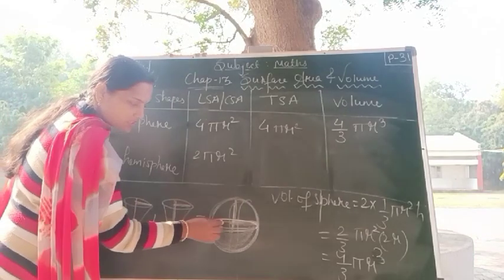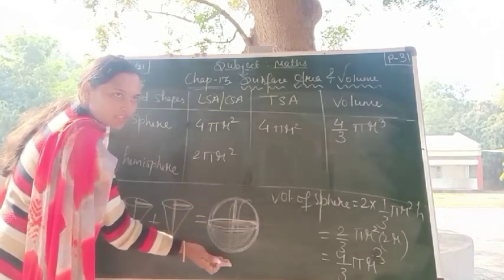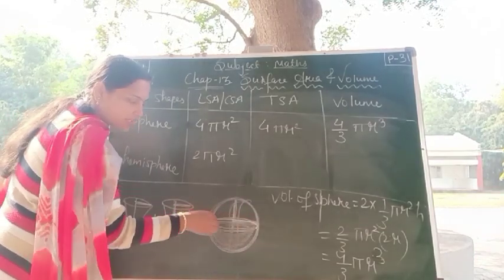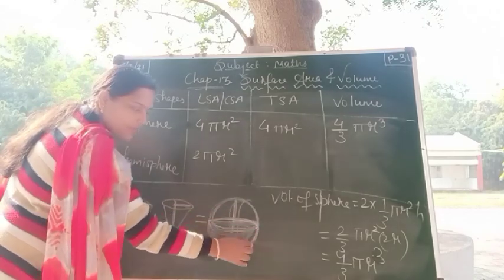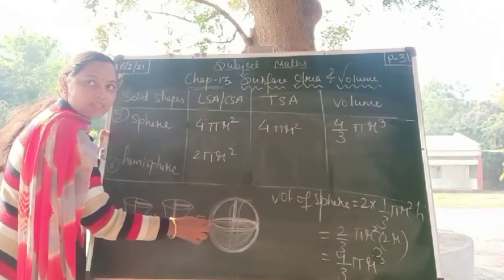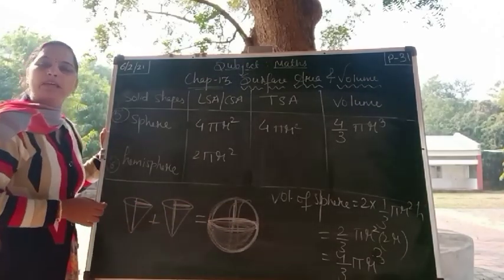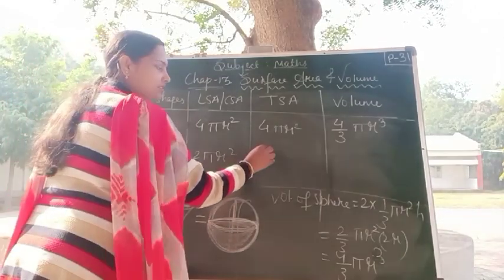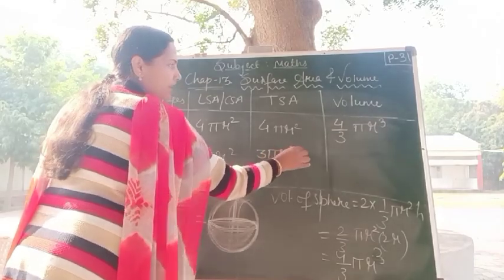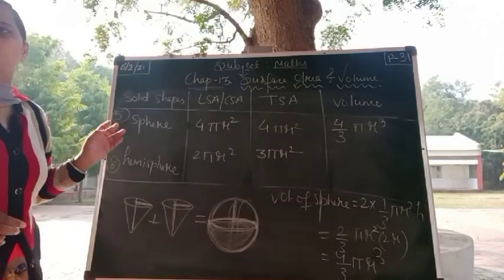Okay, this one I also have to include. Bottom surface is not there, but top is there. Circle, area of circle I have to add. 2 pi r square is the curved surface area, and the top surface is pi r square. So 2 pi r square plus pi r square is 3 pi r square. Now what about the volume?